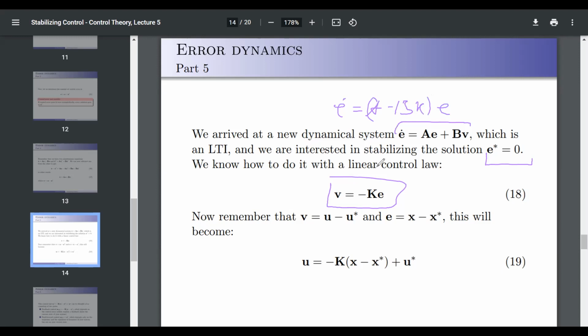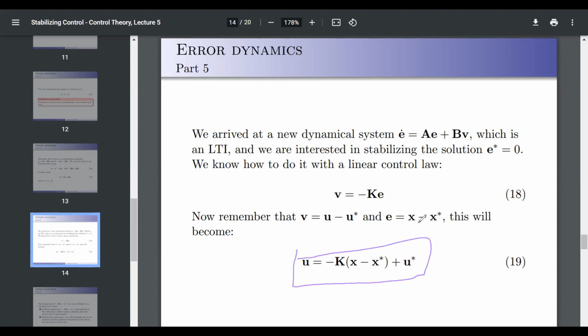But now, this control law, we can actually open it up. We remember what this is: it is U minus U star, and E is X minus X star. We get this here, and we get this here, and what we get is this equation. And that is extremely popular and classic. That's what you find all the time in textbooks, in papers, everywhere. It's a typical formulation of a control.